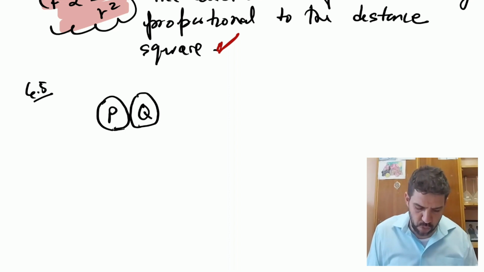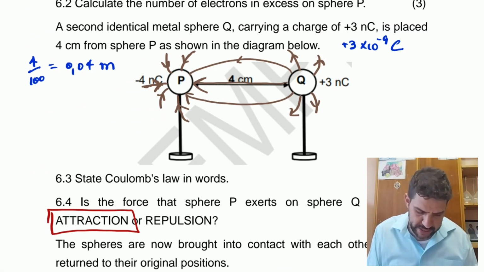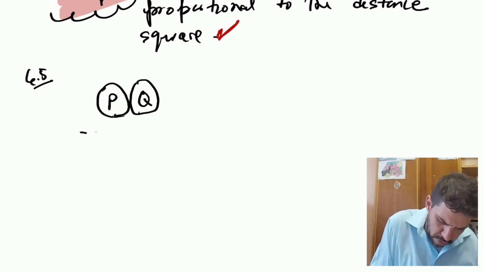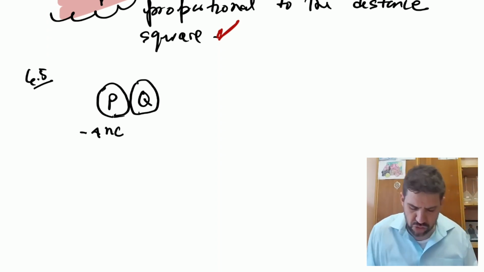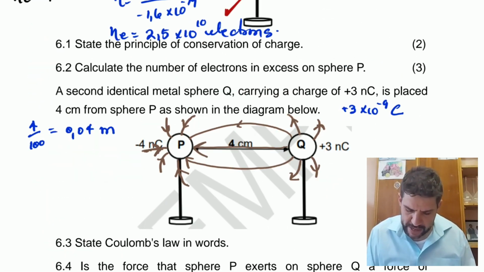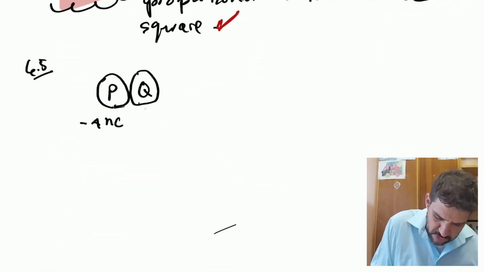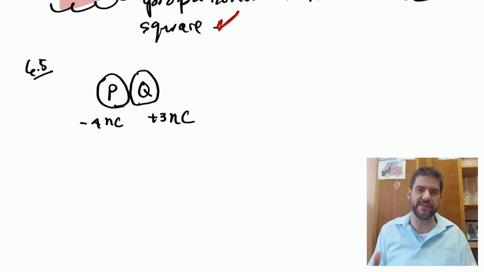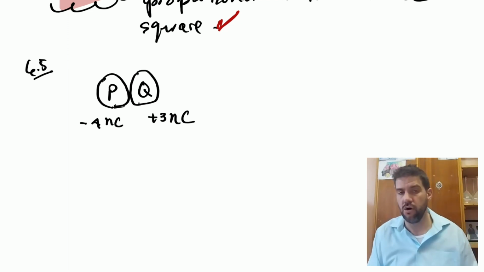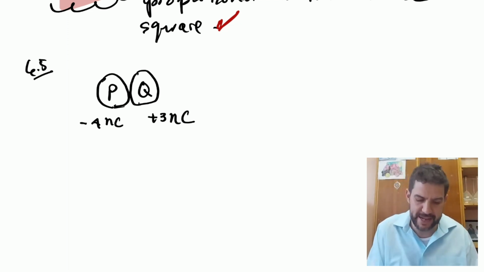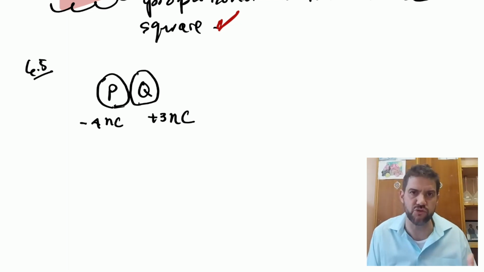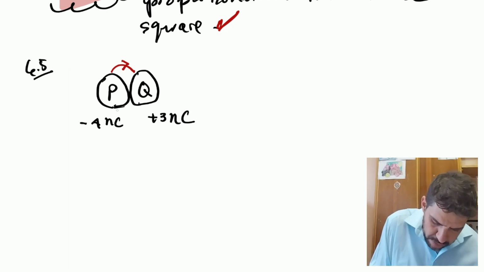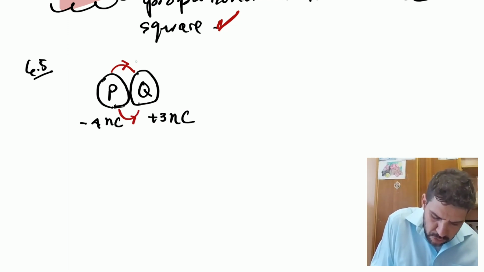Now, P, if we go back, is negative 4 nanocoulomb. You don't have to convert for this part of the work. And Q is positive 3 nanocoulomb. Guys, what is going to happen, and this is the physical process we're speaking about for the law or principle of conservation of charge, is that electrons are going to move from one sphere to the other. In this case, they're going to move from P to Q.